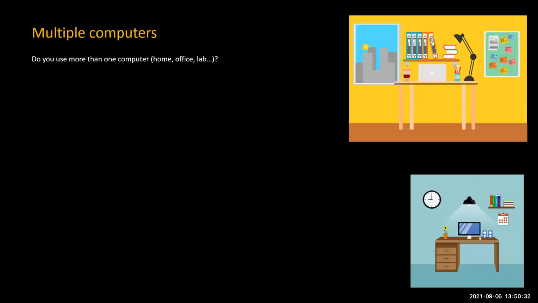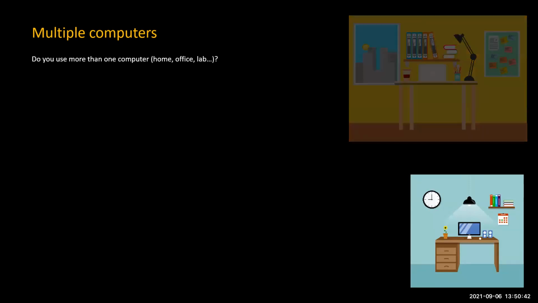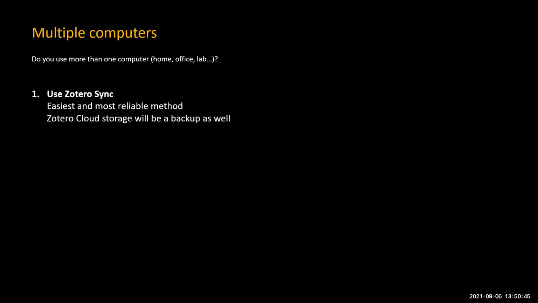If you're working on multiple computers, it can be a bit tricky because you will have different Zotero libraries on each computer. Ideally, you want to work from one computer, but if you're forced to, you can use Zotero Sync, and I will show that to you in a minute. It will synchronize your Zotero library from your computer with the Zotero cloud servers, so all your references are available from any computer if you log in with your Zotero account.